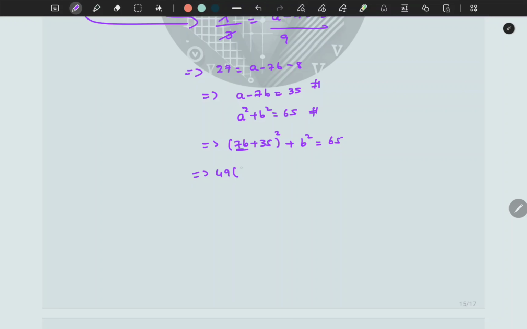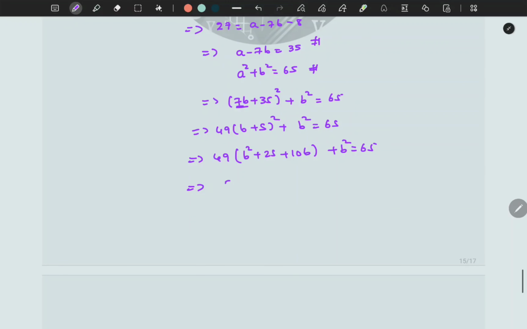7 square is 49 times b plus 5 whole square plus b square is 65. So if I expand this, I get 49 into b square plus 25 plus 10b plus b square is 65. 49 b square plus b square is 50 b square plus 49 into 10b plus 49 into 25 is equal to 65. Okay, what is 49 into 25?